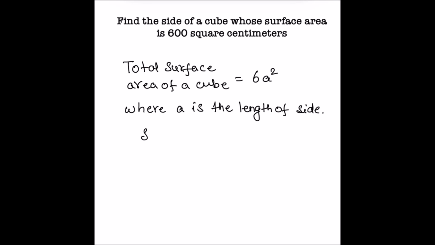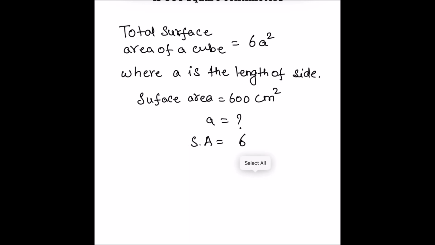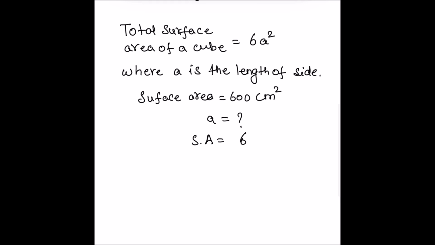So here in this question, we have been given the surface area of the cube which is 600 square centimeters. And we need to find the side length of the cube which is a, which is the question mark. So surface area here is 600 square centimeters. Also, we have the formula for surface area as 6a². So 6a² will be equal to 600 square centimeters.